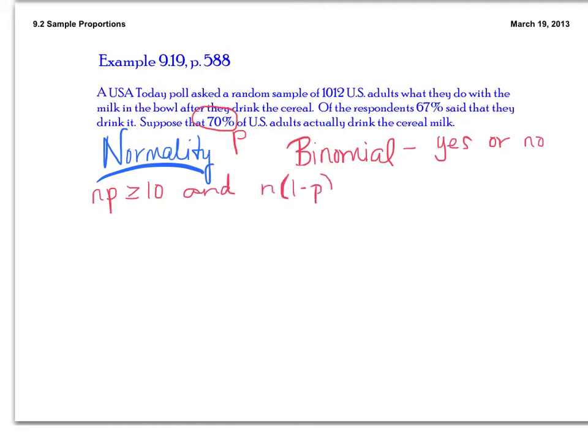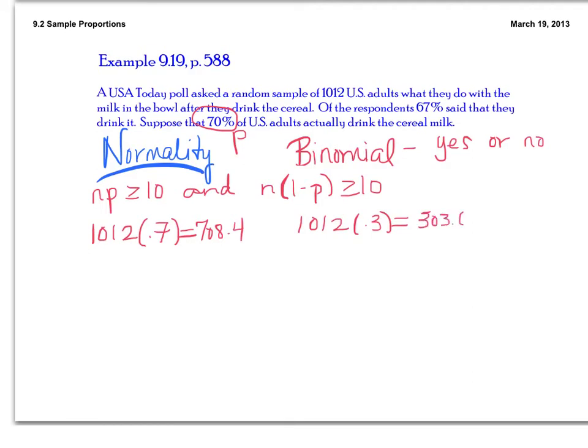Here we go. So I need at least 10 successes and 10 failures, and we can verify whether or not that's true. We have 1,012 in our sample. I would multiply that by 0.7 for success to count the number of expected successes, and by 0.3 to count the expected number of failures. So we should find that we have 708.4 expected successes and 303.6 expected failures.